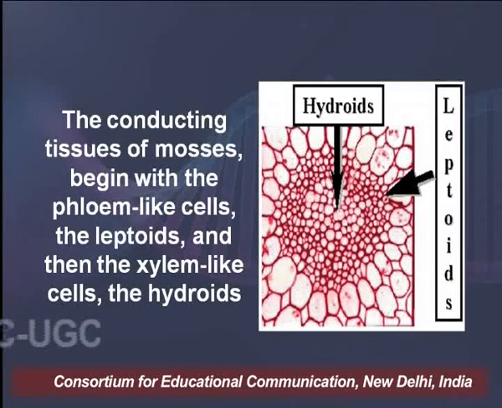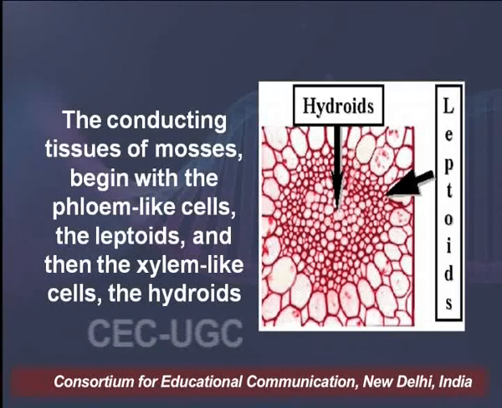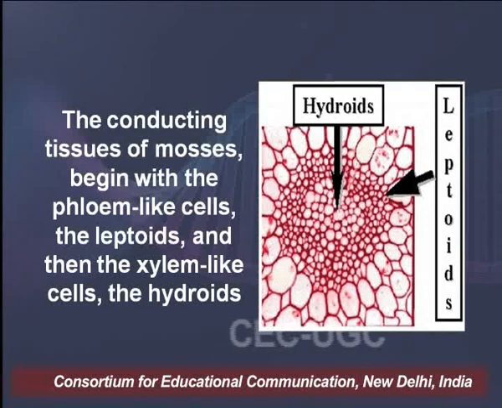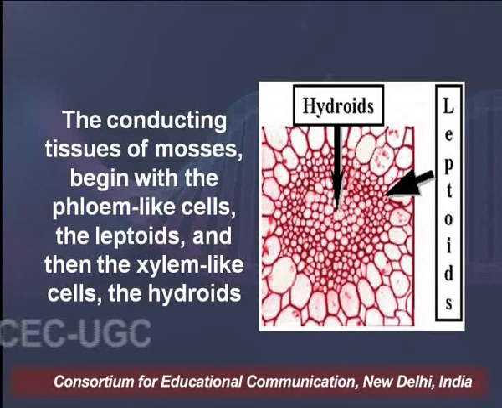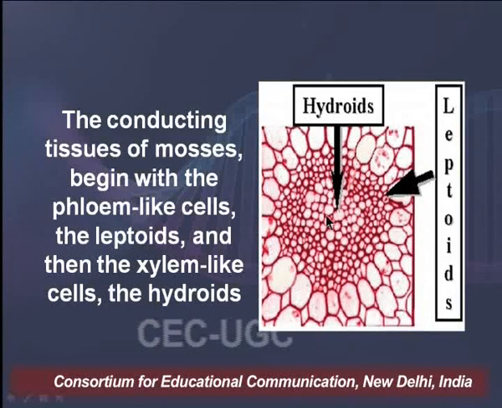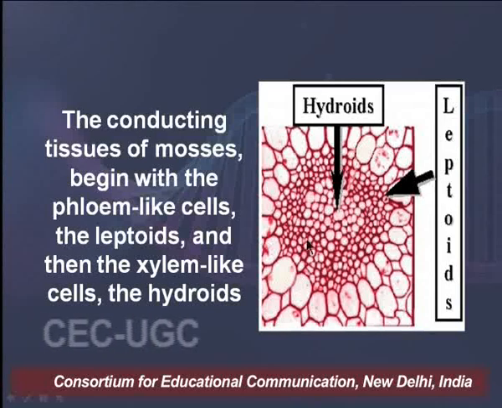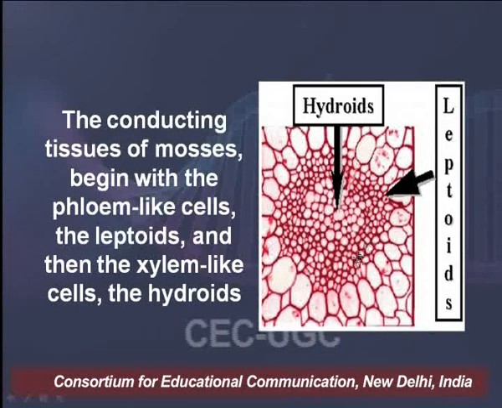The conducting tissues of mosses begin with phloem-like cells, the leptoids, and xylem-like cells, the hydroids. In this diagram, the hydroids are small cells which are surrounded by leptoid cells, which will gradually later on develop xylem cells.